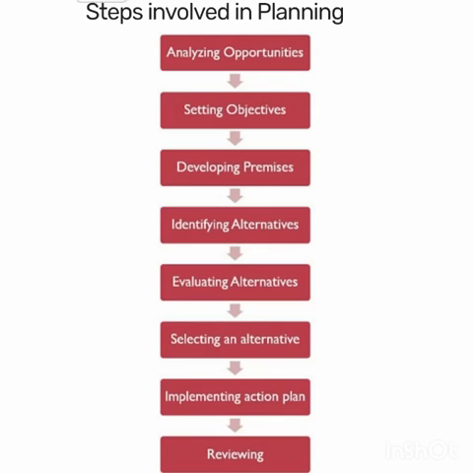The next important step involved in the planning process is selecting an alternative. This is the real point of decision making. The best plan has to be adopted for implementation. The ideal plan would be the most feasible, profitable, and with the least negative consequences.